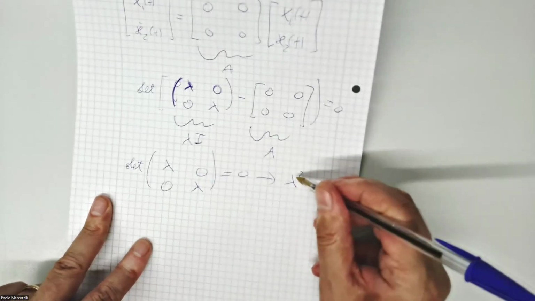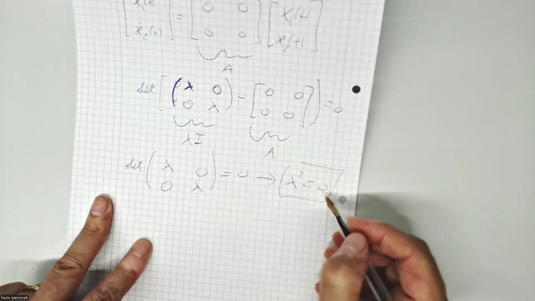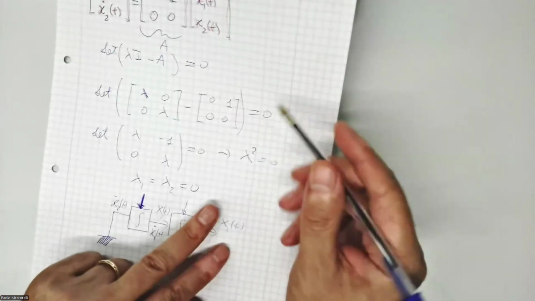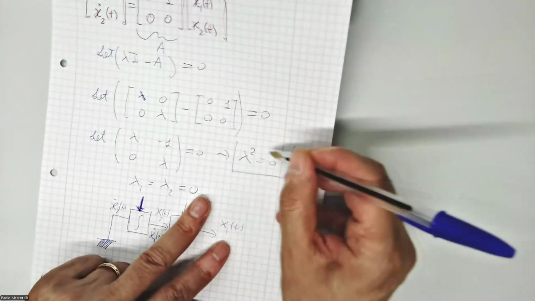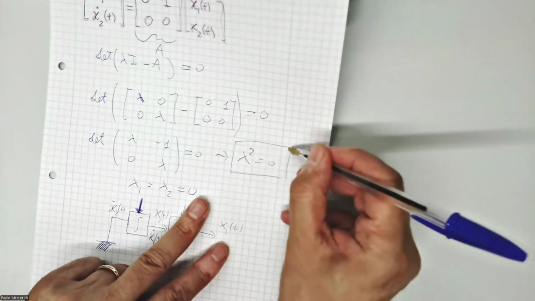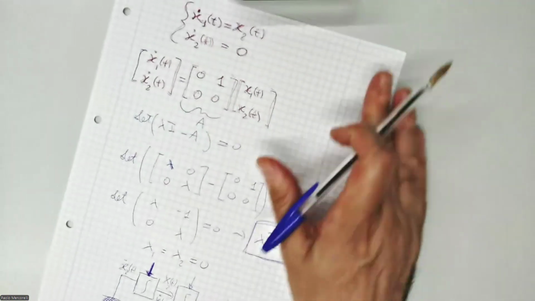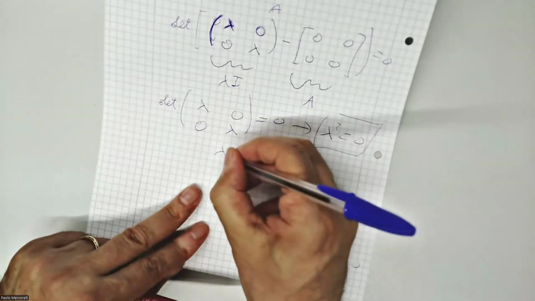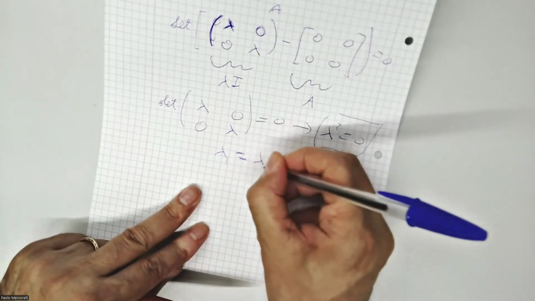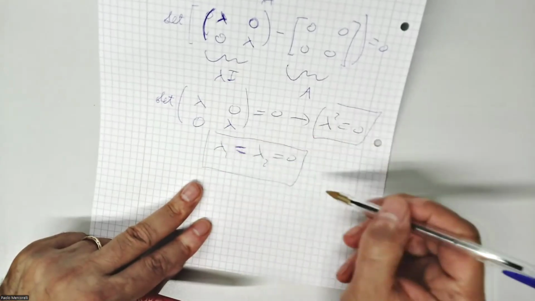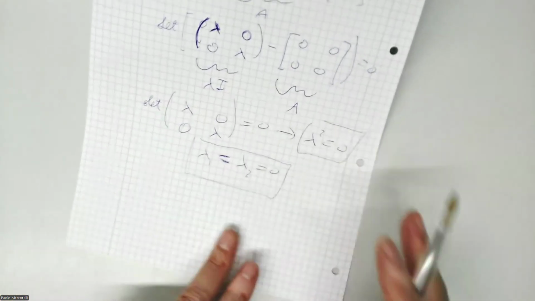As before, both systems, this here and this here, have the same characteristic polynomial, with lambda 1 equal to lambda 2 equal to 0 in both cases. Apparently they have the same dynamics, but just apparently.